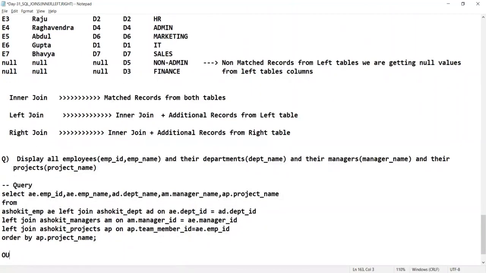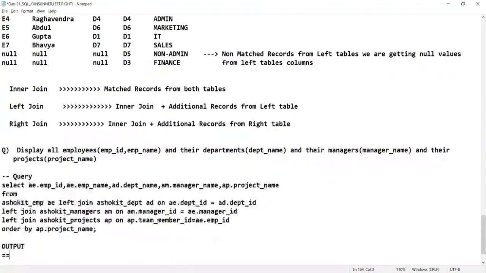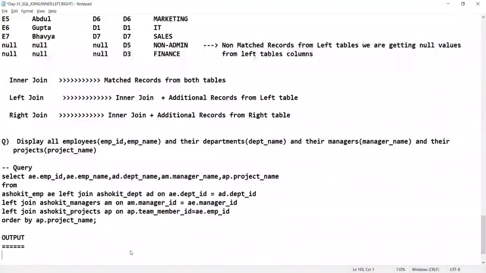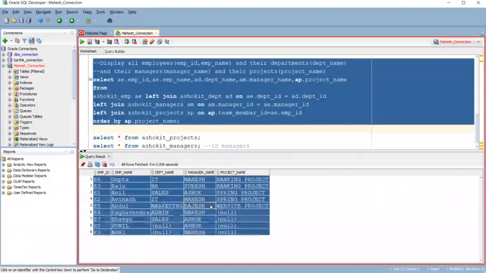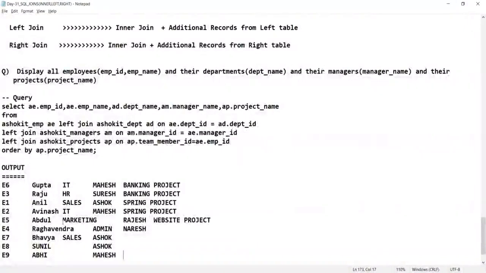Any doubts on the inner join and the left join and the outer join? Sorry, right join. Can you guys please confirm it? Thank you, Satish. Hope you guys are clear, everyone.